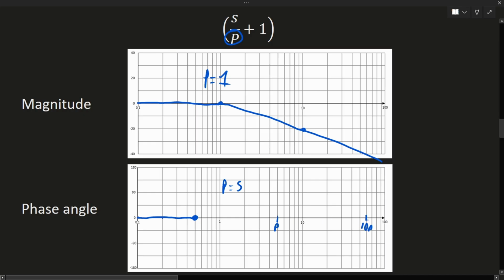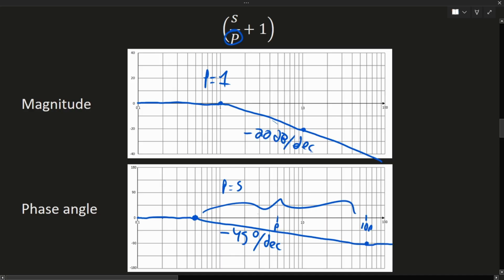By the time it's at 10p, it would decrease to negative 90. You draw a straight line, and then you continue straight for the rest of the frequencies. Just keep in mind for the phase angle, your slope is negative 45 degrees per decade. However, because there are 2 decades over here, that's why it's going up to negative 90. Here it's negative 20 decibels per decade.